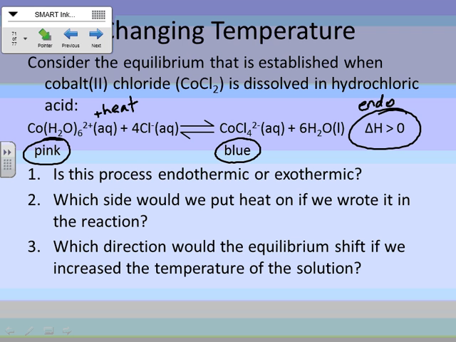Okay. So we've answered the question. The process is endothermic. Which side do we put heat on? If we wrote it in the reaction, we'd put it on the reactant side. So if we're thinking of heat as a reactant, you can go back to the idea we were talking about at the beginning. What happens to the equilibrium if we add a reactant? Because we're increasing the temperature, we're essentially adding heat, so we're adding a reactant here. Which direction does that push the equilibrium? Towards products. Does that make sense? If you think of heat as either a reactant or a product, it makes these kinds of questions really easy.